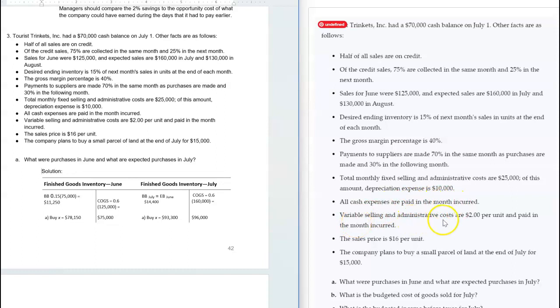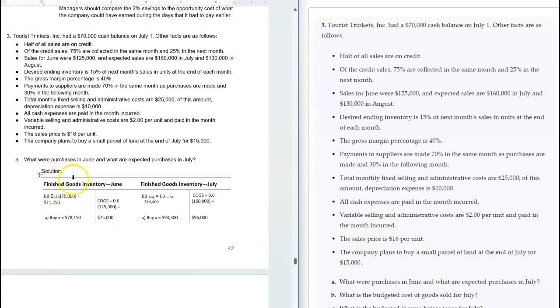Variable selling and administrative costs are $2 per unit and paid in the month incurred. The selling price is $16 per unit, and the company plans to buy a small parcel of land at the end of July for $15,000. That would be a capital expenditure. So let's go through the questions here.